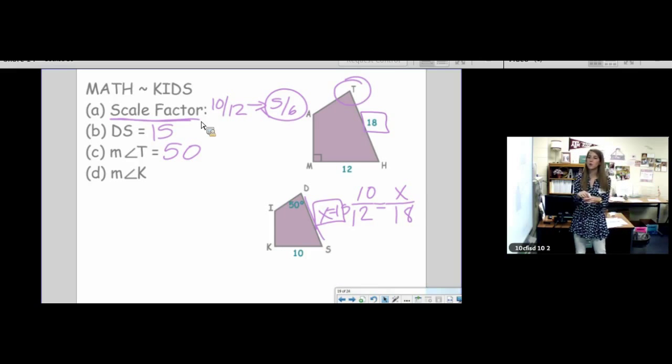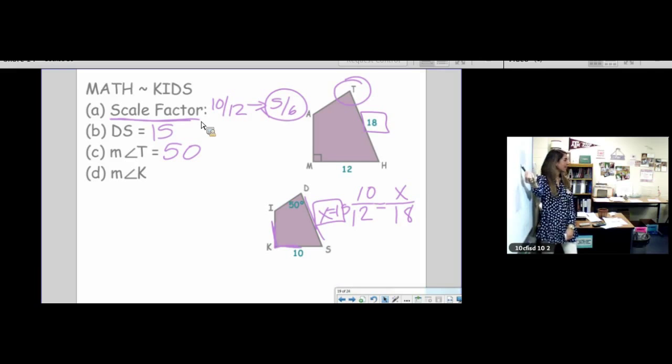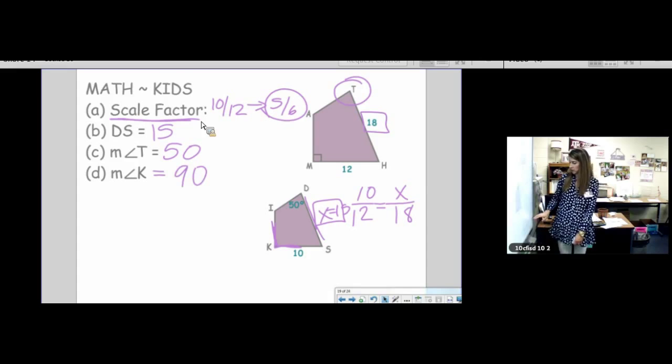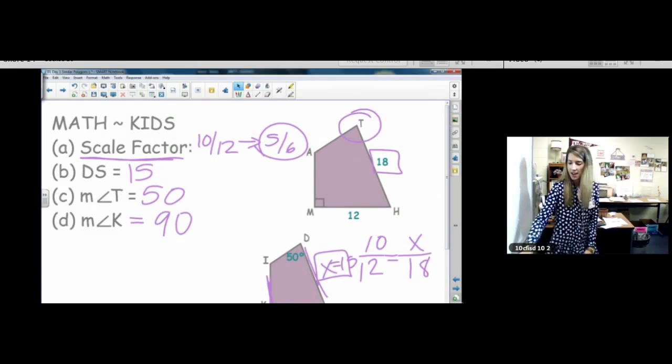Alex, what's the measure of angle K? 10 degrees? 10 is a side length. What's the measure of angle K? Yeah, very good. K goes with M. If M is 90, then by golly, K is 90. Very good. All right, we are going to switch to the next lesson of the day.